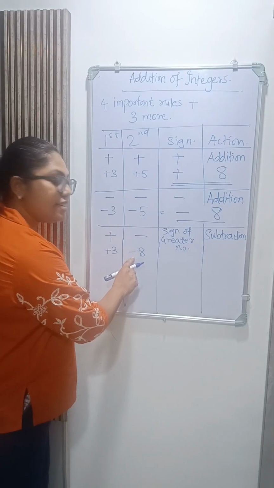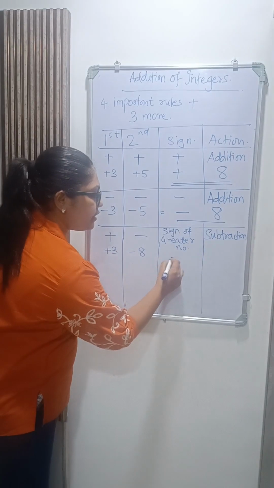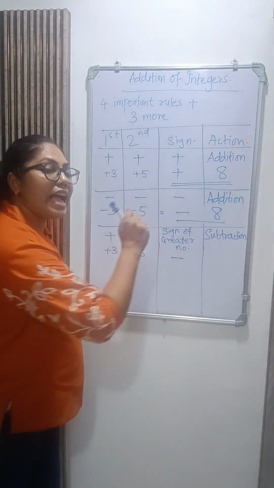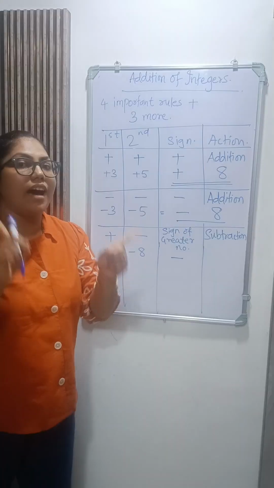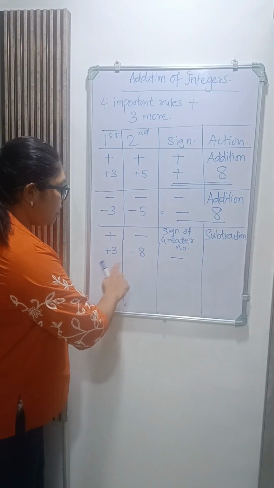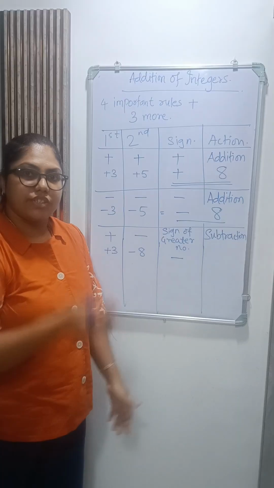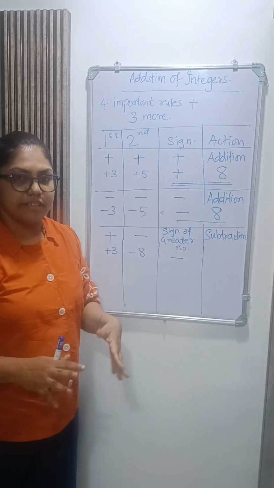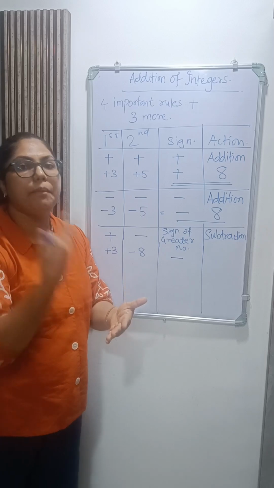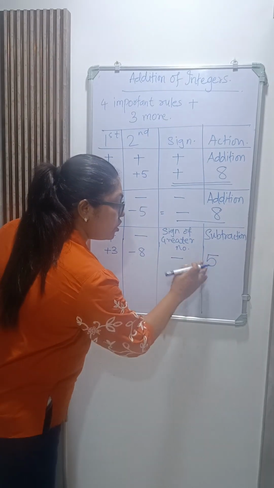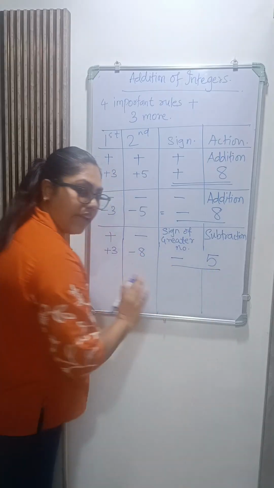So what sign does it have? It has negative, minus. So I'm going to take the sign of the greater number. What is the action? Subtraction. Because both have different signs, I'm going to subtract. So how do we usually do subtraction? Subtract from the greater number. Here the greater number is 8. So I'm going to subtract 3 from 8. So 8 minus 3 is 5. So my answer is minus 5 over here.